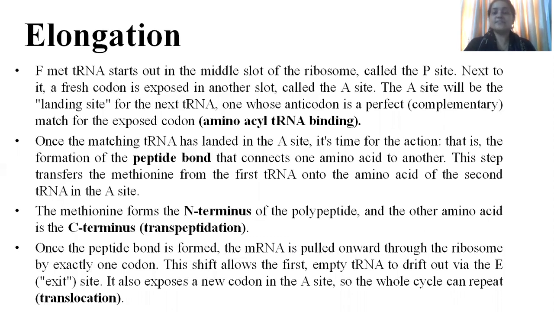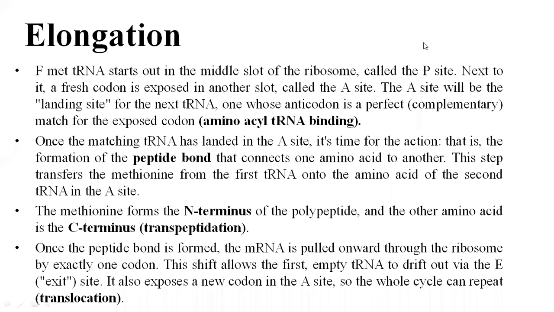Now, once the peptide bond is formed, the mRNA is pulled onward through the ribosome by exactly one codon. This shift allows the first empty tRNA to drift out via the E site. So the tRNA will move from the P site, and it also exposes a new codon in the A site, so the whole cycle can repeat.